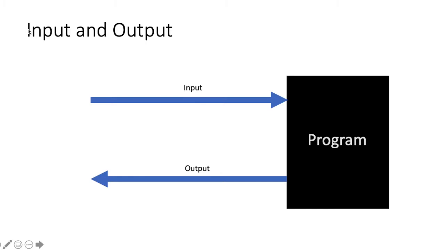So to start off, let's talk about input and output. For the sake of argument, we're going to consider the program as a black box, in which the inner workings of the program are unknown, and only the interaction with the outside world is visualized in this picture. Input refers to the information coming into the program, while output refers to the information coming out of the program.